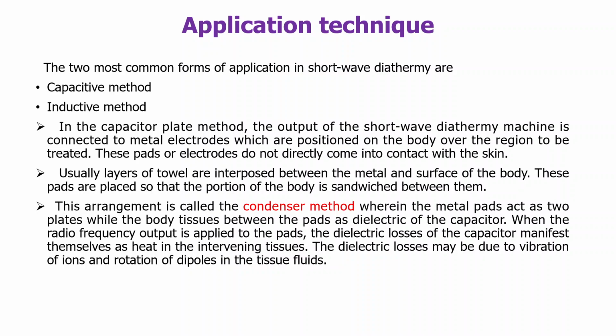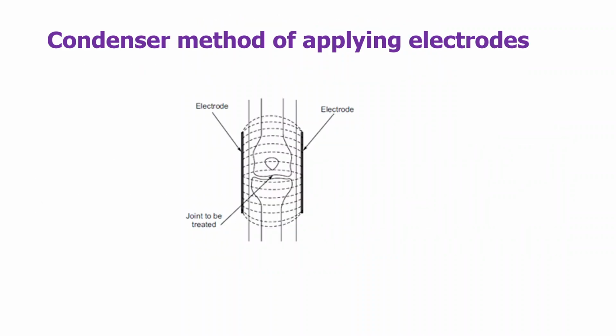And here you can see this is the way we apply the electrodes. See there, this is the human knee. They have some joints. These joints need to be treated. So for that we are going to apply the heat, the shortwave diathermy waves. How do we produce the heat? By applying the current. The current will be applied to the electrodes.